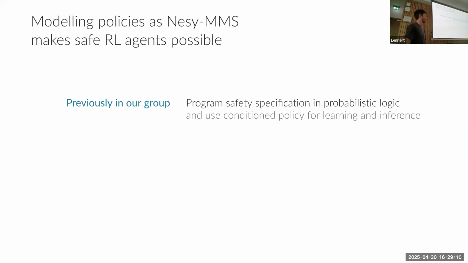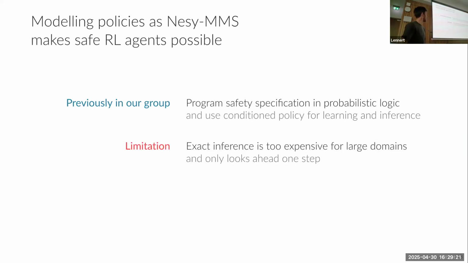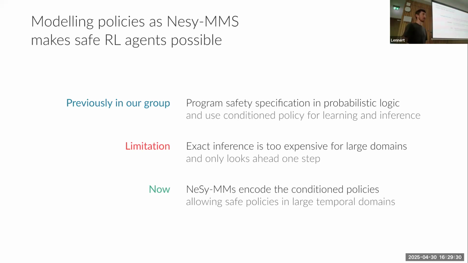Now, in our group, we have worked on this before, programming these safety specifications in a logic program, and then taking a neural policy and conditioning it on this specification. But that had the limitation that it used exact inference still, strong guarantees, but not scalable, and it only looked ahead one time step. So it's pretty clear what NeSyMMs can then do. They approximate these conditioned policies over time, so you can check constraints over a certain number of time steps in the future, while still adhering to the constraints.